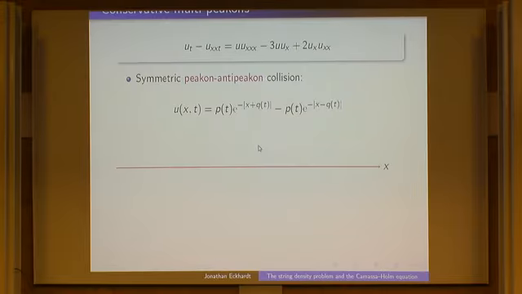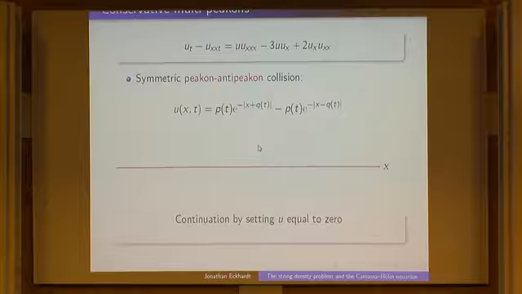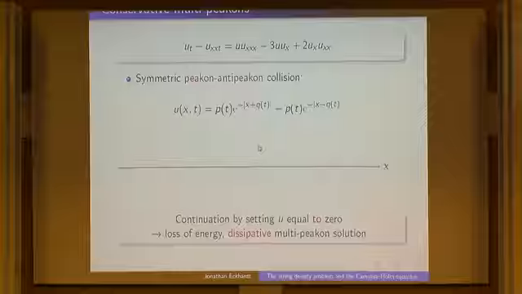So one possibility of continuing the solutions after this blow up. First of all, they have a nice limit as time approaches the blow up time. So one possibility to continue this solution is by just setting it equal to 0 after the time of blow up. And this means more or less that those two peakons collide and they disappear, and the energy they carry will be lost. And this solution will be called a dissipative multi-peakon solution.